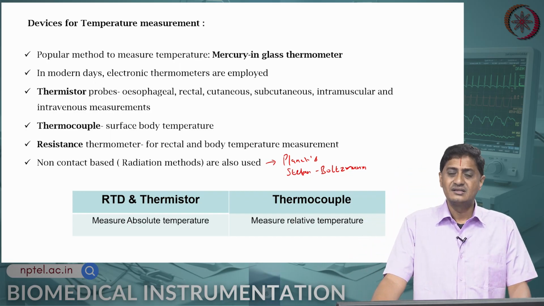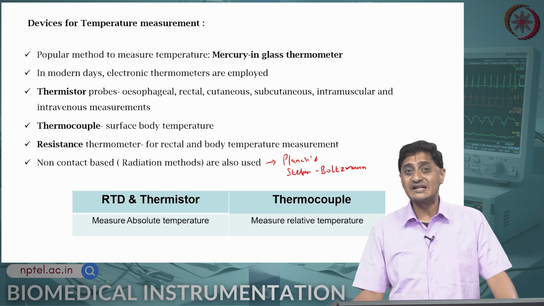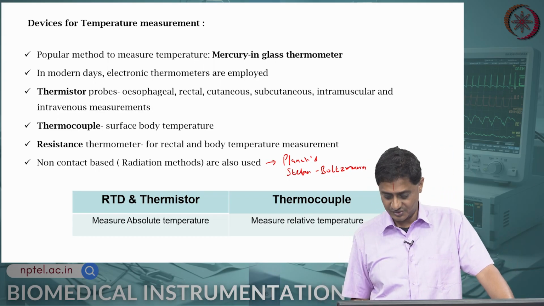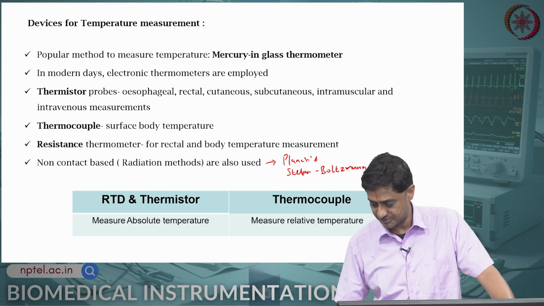So, the thermistor and RTD usually measure the absolute temperature, whereas the thermocouple measures temperature relative to a reference temperature. So, that means that if you have a thermocouple, you need to have another measure of temperature that is used to measure the reference temperature.